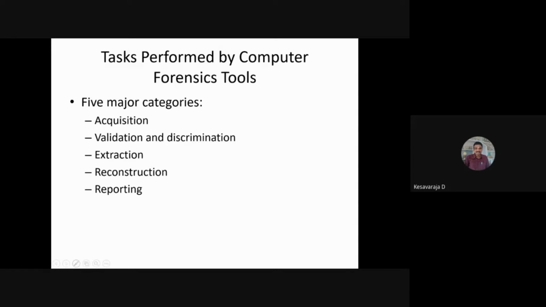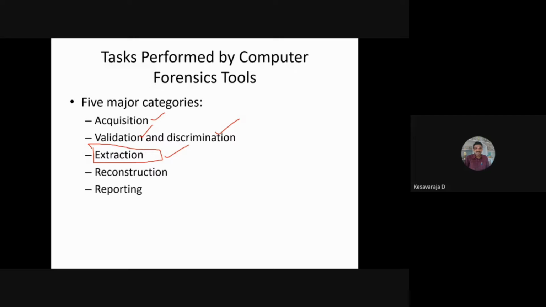Now we will enter into the basic tasks performed by a computer forensics tool. There are 5 major categories. The first task is termed data acquisition, gathering information from a physical drive, a pen drive, or a hard disk. The second part is validating and discriminating the data. The third is a very important thing: you have to extract the needed information from the hard disk or pen drive.